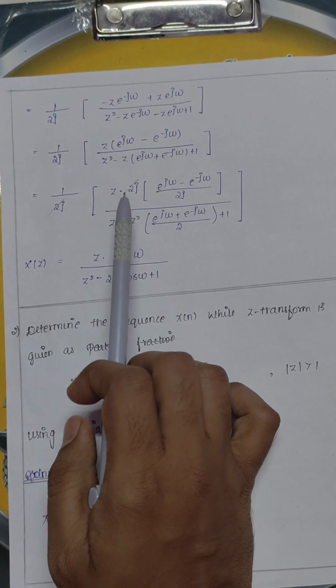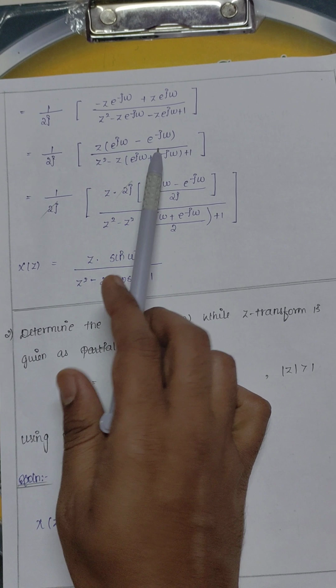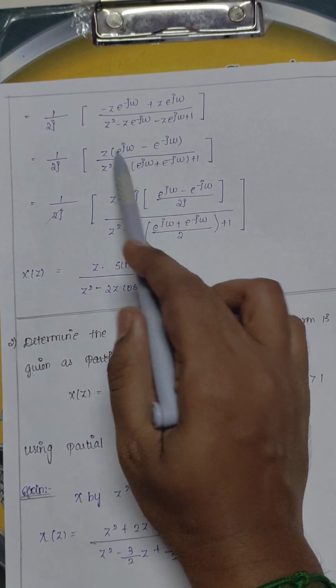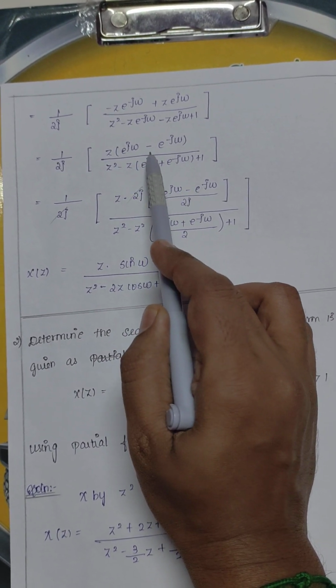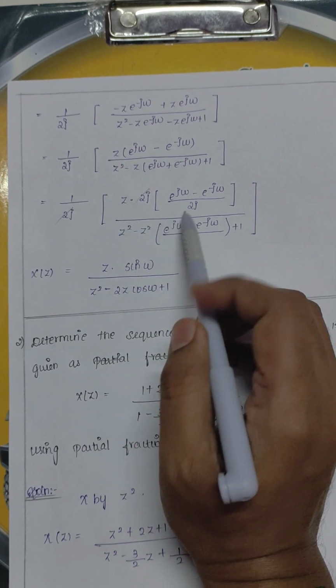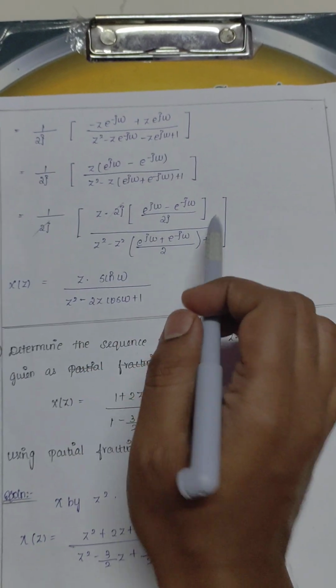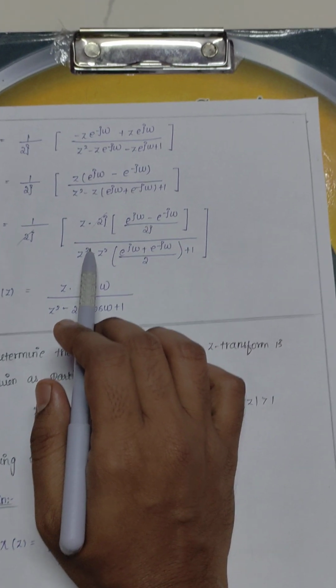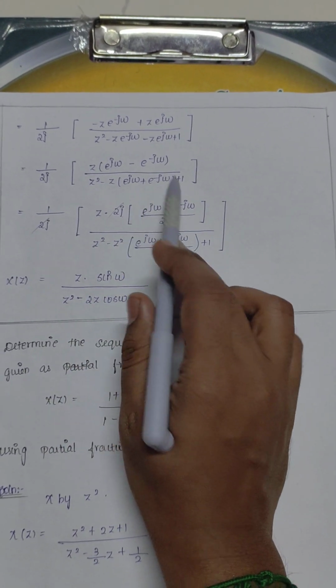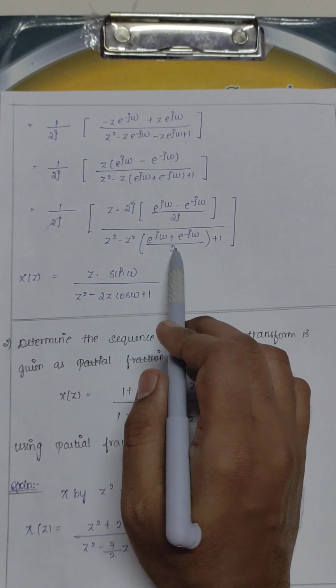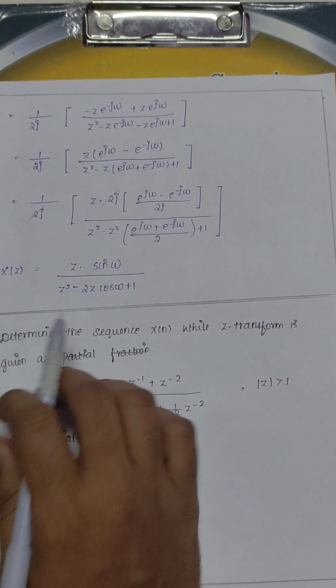Therefore 1 by 2j z into, what is this formula actually? This formula is in terms of sine. So we need 2j here, so by 2j into 2j, the whole divided by z square minus, here also the formula for cos, so by 2 into 2, plus 1.